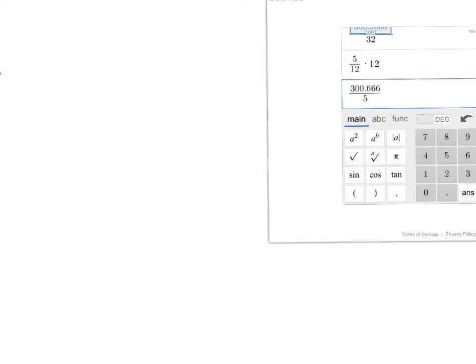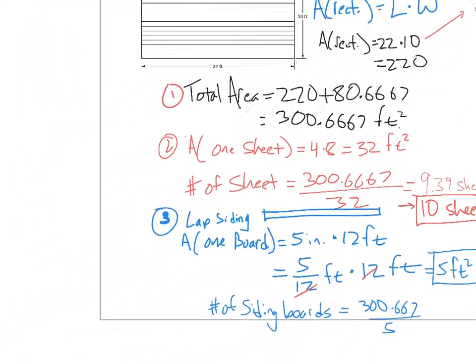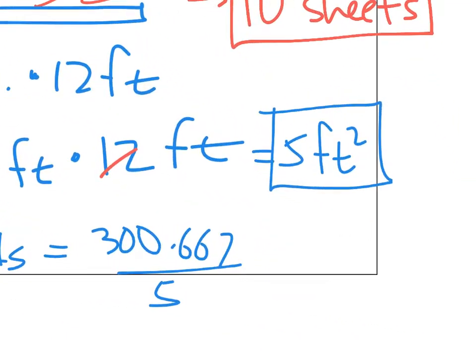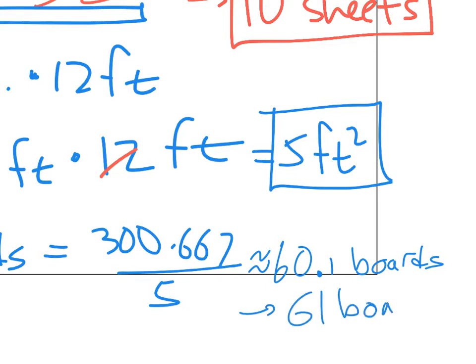Again, you can't buy 0.132 of a board, so we're going to need to round that up. So this is about, put some squigglies, 60.1 boards, but we're going to round that up to 61 boards because you've got to buy a whole number of boards. Okay, it's called discrete numbers. All right, so that's the idea.